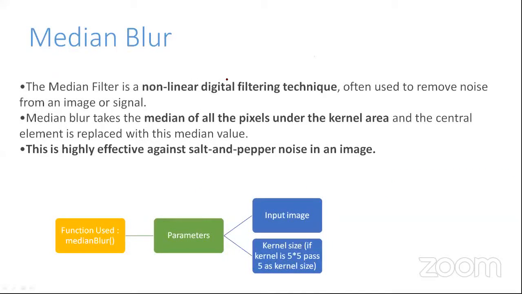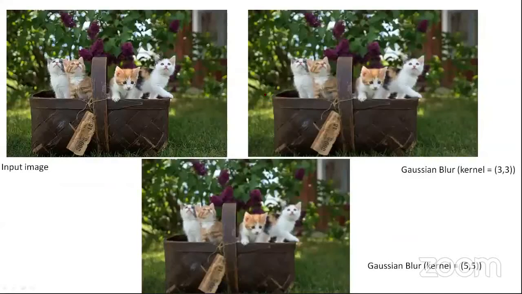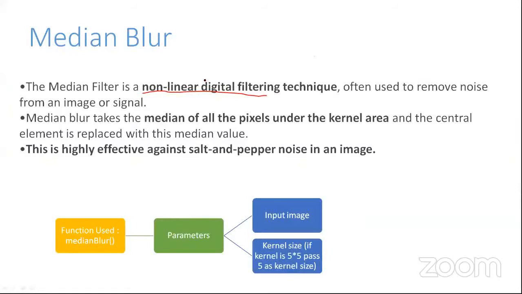So now we have another blurring method, median blurring. Guys, understand median blurring is a non-linear digital filtering technique, while the Gaussian and the simple blur are linear. Here we are going to use a non-linear filter, and this is highly effective. The median blur is highly effective to reduce the salt and pepper noise. We will see what the salt and pepper noise is.